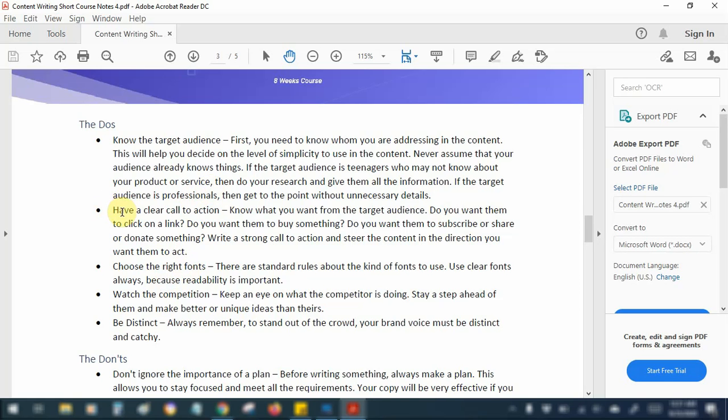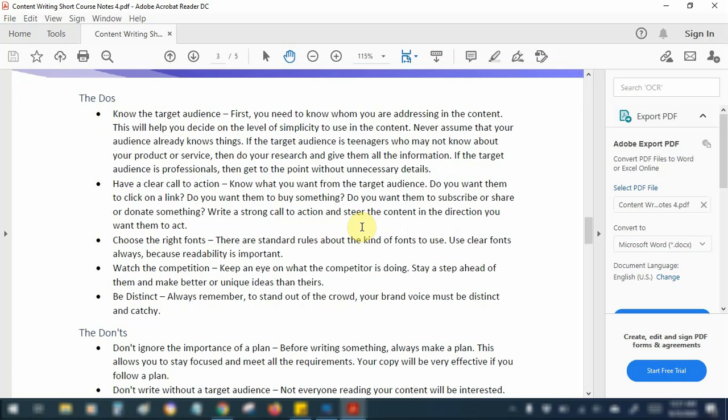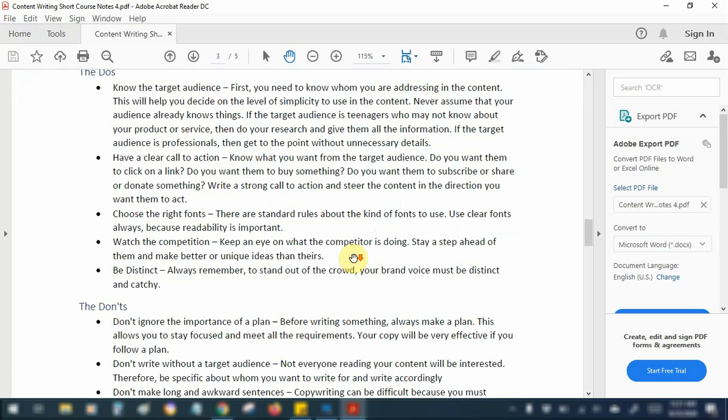Also, you must have a clear call to action, and that means you must tell them to buy this, recommend it. It doesn't mean you should recommend it in every single paragraph. Do not repeat it on and on and on again until it becomes really annoying. You can mention it like twice in the content, thrice in a content, depending on the length of the content. Ask them to subscribe for it, ask them to share or even donate if it is a cause, and try to give them a direction to act.